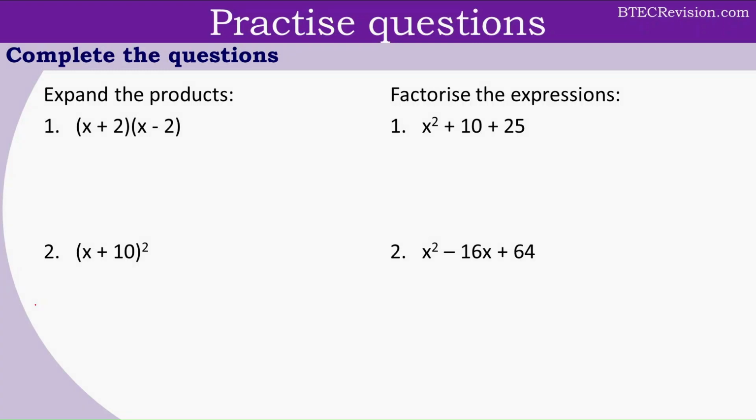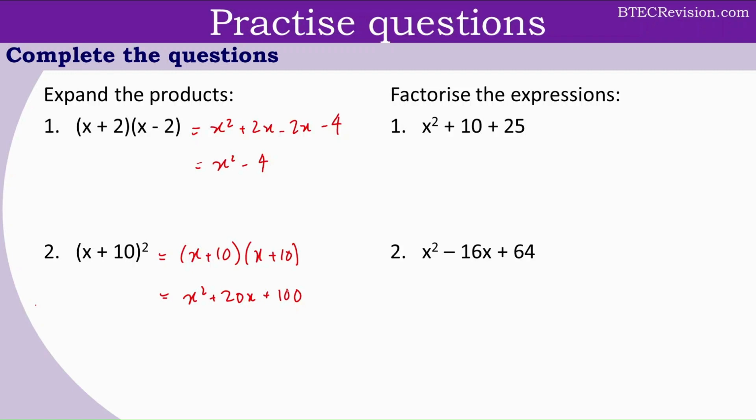Question number 1, this is called the difference of two squares, because if we look, we have x squared plus 2x, take away 2x, take away 4, and the 2x terms cancel, which gives us x squared take away 4. And for question number 2, we have something called the perfect square, because we have x plus 10 multiplied by x plus 10, which is equal to x squared plus 10x plus 10.